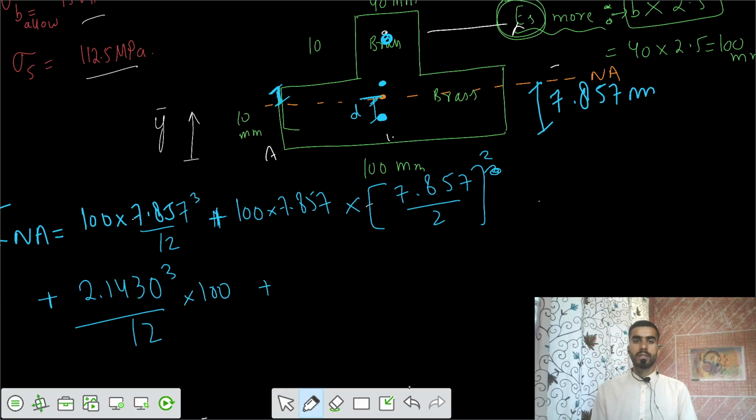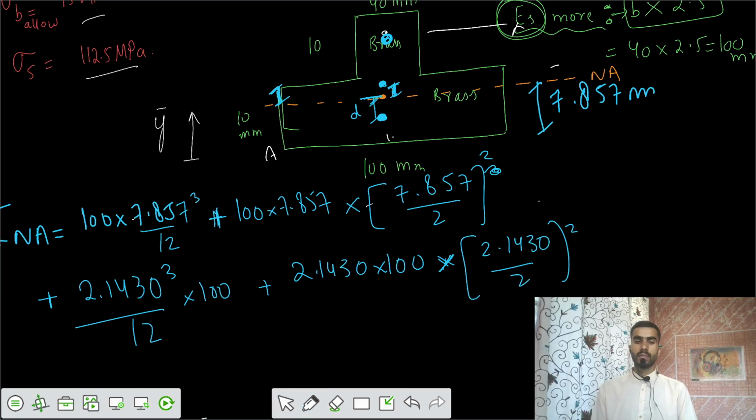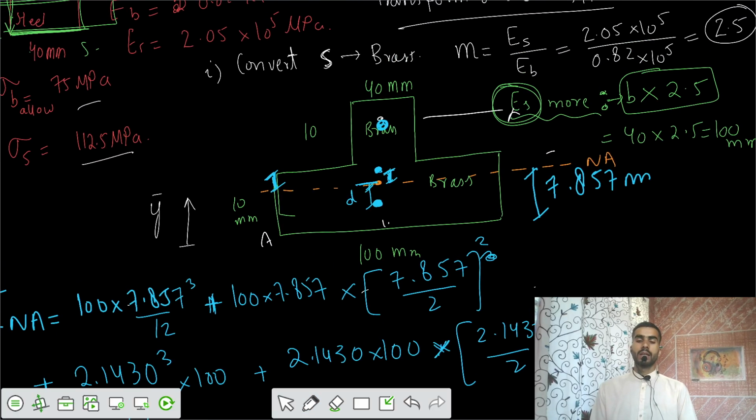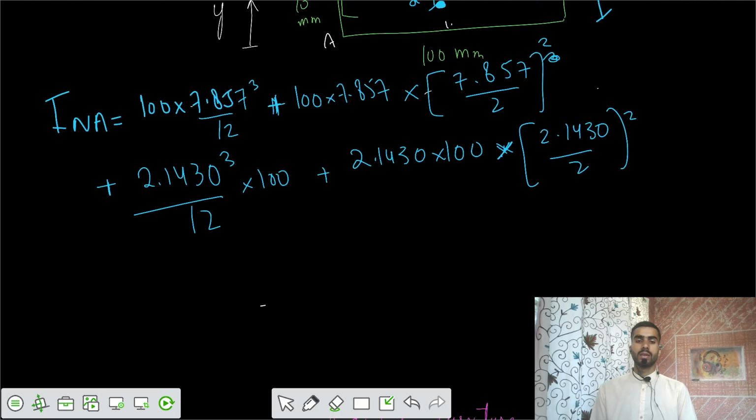Plus the effect of its centroid, which is here, and there is some distance d2 dash. So I write the total area 2.1430 into 100, and d square equals 2.1430 by 2 whole square. Then after that we have the brass area, 40 into 10. So I would write 40 into 10 cube by 12.